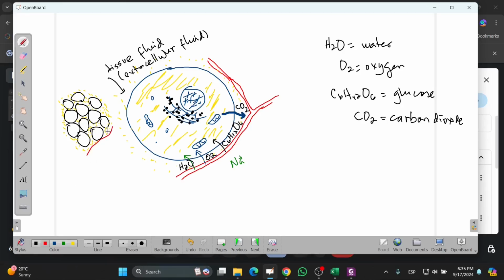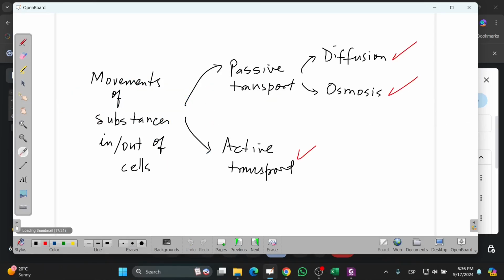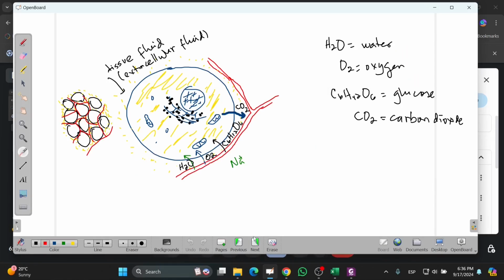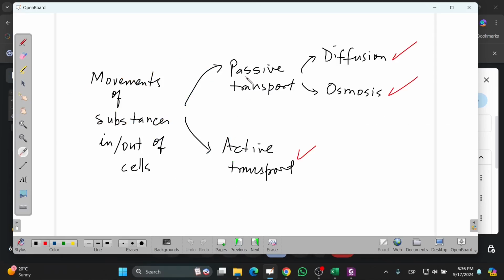And they are also surrounded by blood capillaries, as you can see here on this diagram. These blood capillaries supply the cells with these substances here. Now, how do these substances go in and out of the cell? Well, they can do it by different methods. We call this movement of substances transport of substances. And substances can be transported by passive transport or active transport.